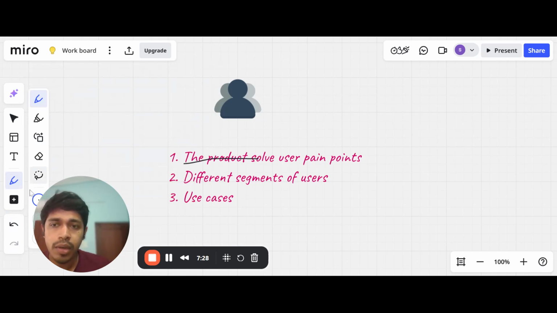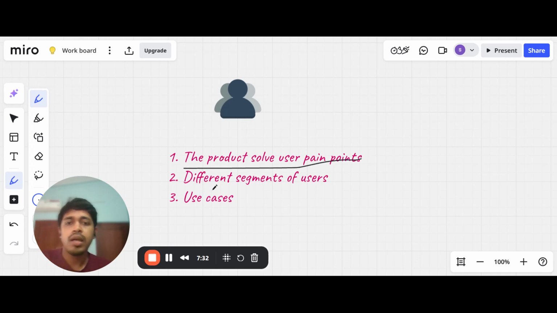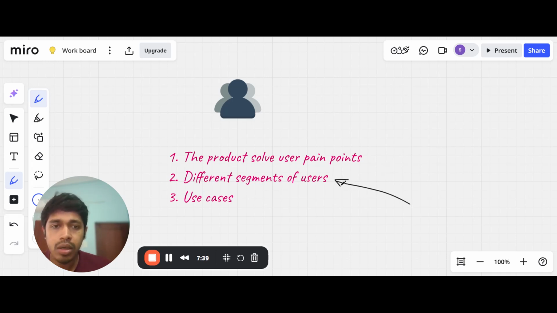So this is that first point we were talking about. Okay, now, what is the second point? The second point is basically to think in terms of segments. Just now, in the previous example of Airbnb, I mentioned two segments. One is travelers, and another is hosts.